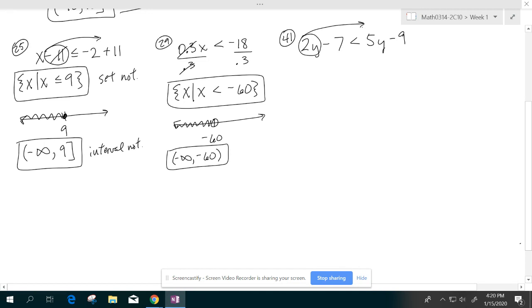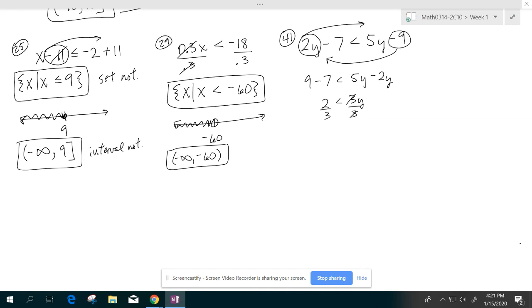Now, if I move the 2y, who else needs to move? The 9, right? Because I want to get all the letters on one side and everybody else on the other. So the negative 9 is going to become positive 9. And the 2y becomes minus 2y. 7 minus 9 is 2. 5 minus 2 is 3. Divide both sides by 3. And I don't think that divides nicely. So we're going to leave that a fraction, 2/3.